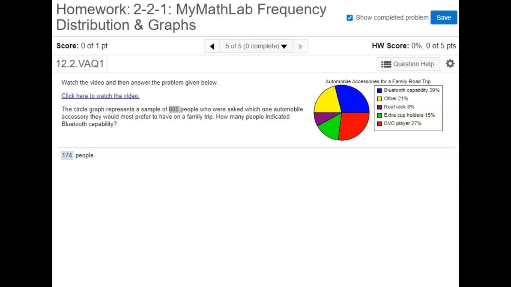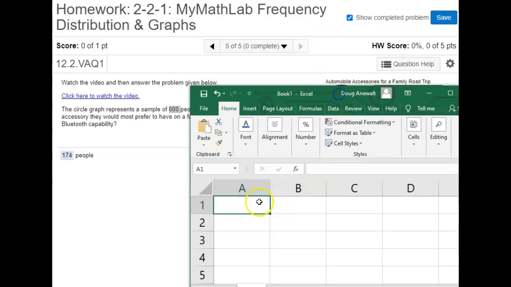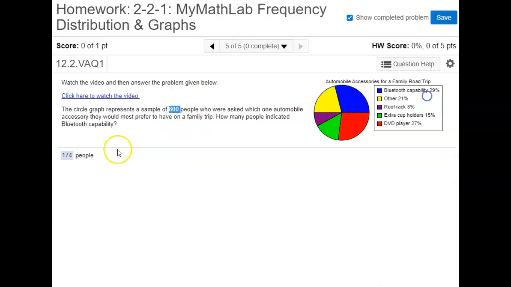You can do that in a calculator by typing in 600 times 0.29. I'm going to do it here in Excel just to illustrate. 600 times 29%. Make that percentage a decimal. 0.29 is the equivalent of 29%. And so 29% of 600 people is 174 people. So that's the answer we're looking for here in number 5.